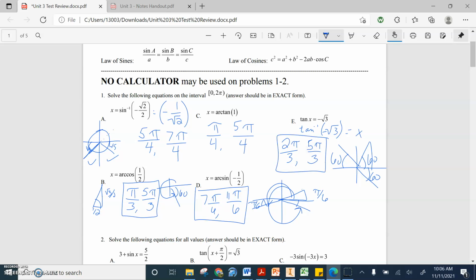Okay, so there you go. I'll stop here. That's question 1. Those are just solving between 0 and 2 pi. Next up, we'll solve for all values.